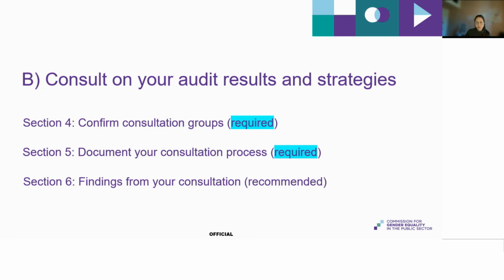For Section 6, findings from your consultation, this is a recommended section. So use this section to summarise the discussions and outcomes of your consultations. This section aims to capture what your stakeholders said, including any feedback on your audit results and how you have used their feedback to better understand your audit findings, and capture how you used your stakeholders' feedback to shape your strategies. You can find more support for each of these sections in the GEAP guidance.